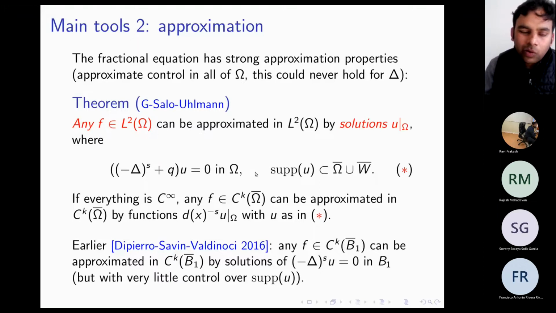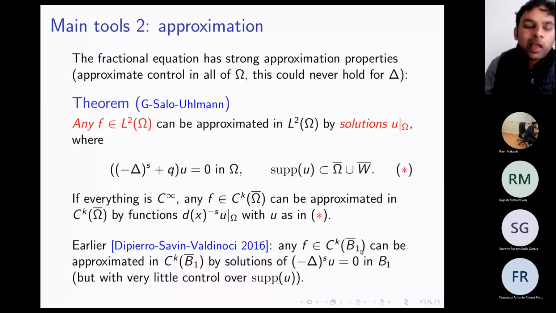This also appeared in the work of Savin and Valdinoci and Dipierro, but they do not have control, as I mentioned, over the W, where our support lies in omega and W. They do not have that. They are considering the whole exterior domain, like R^n minus omega. But it's true that they also have similar results.